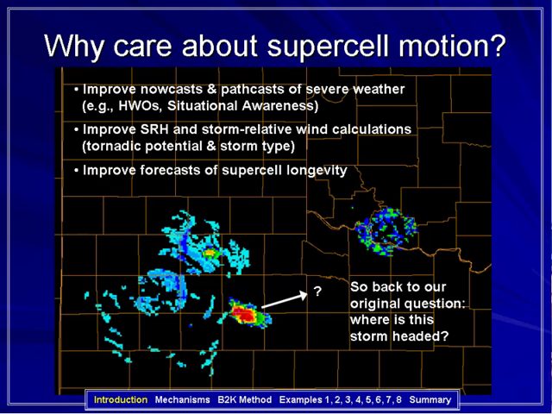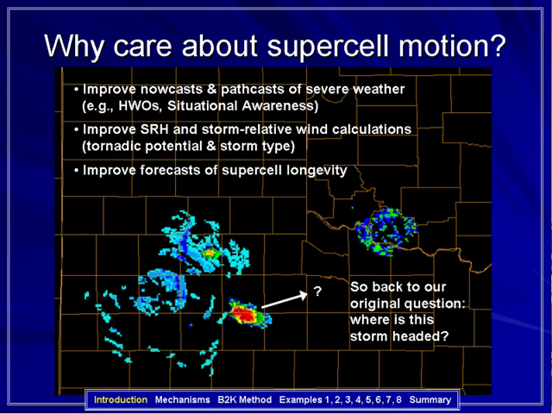So why are we here? Why even care about supercell motion? Well, first of all, we know at least 90% of supercells are severe, so we want to be able to predict them. And I think situational awareness really embodies this concept of predicting supercell motion in operations.